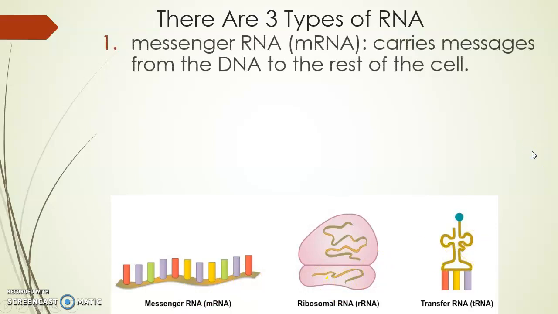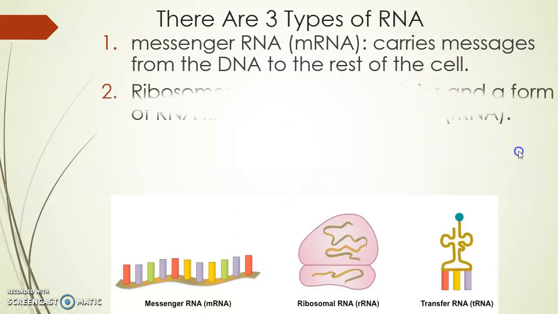mRNA is going to be one of our most important ones, messenger RNA, because it's going to be the thing that takes the message from the DNA to the rest of the cell. It kind of looks like a thin line with little nucleotides off of it. I think it looks like half the DNA. Its job is to read the DNA, copy that message, and then send it to the rest of the cell.